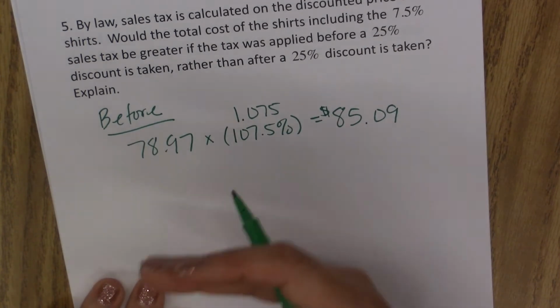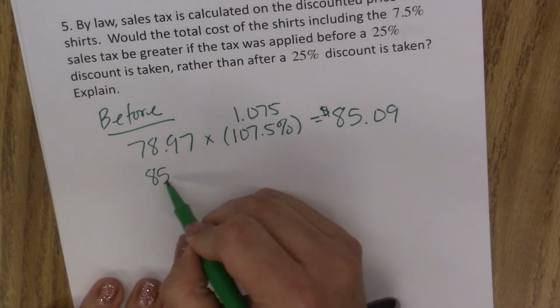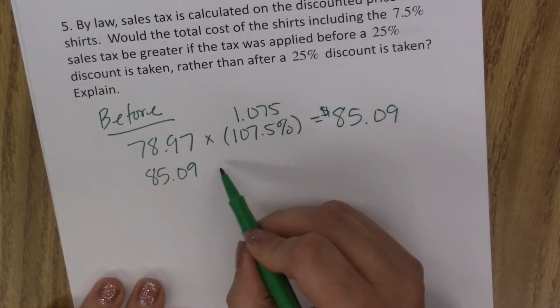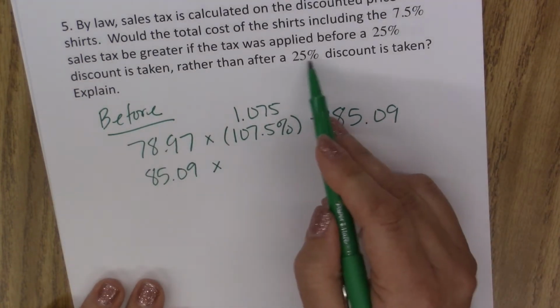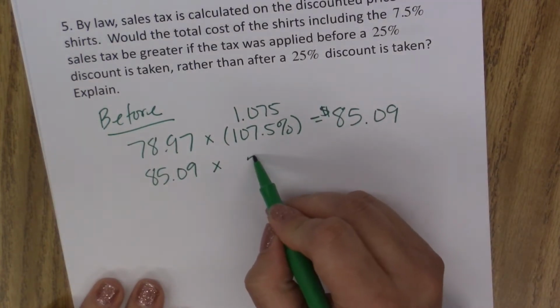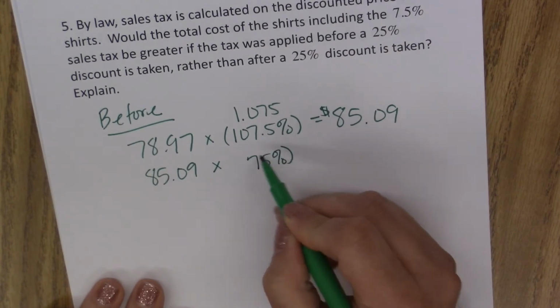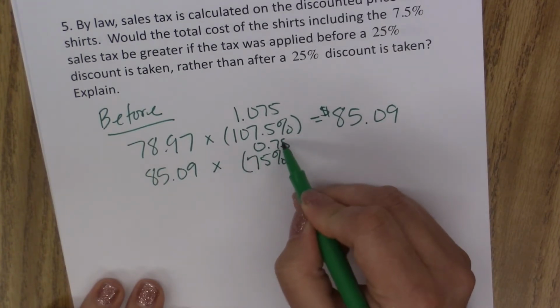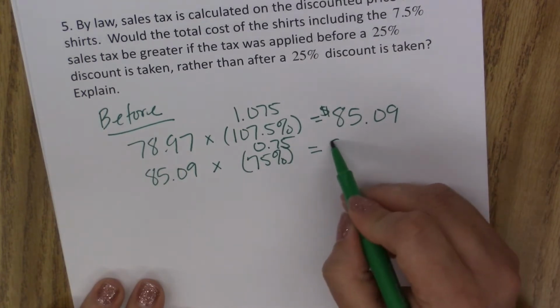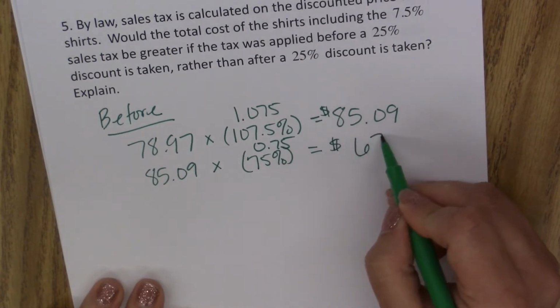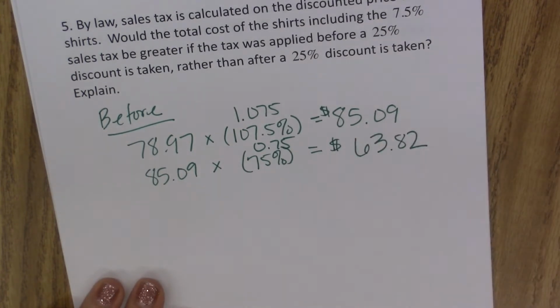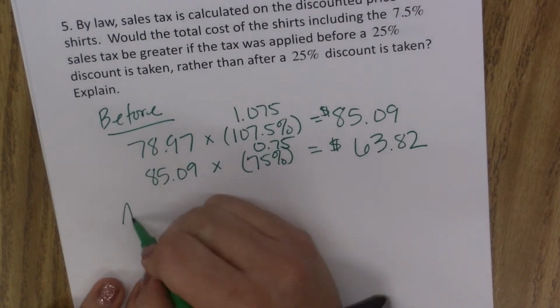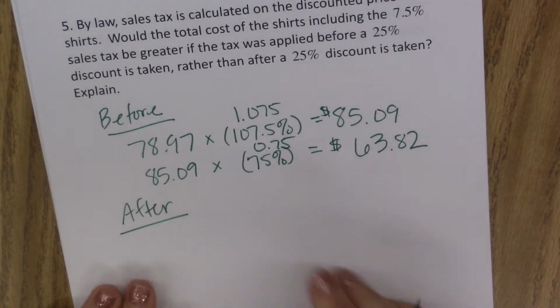But then we need to add on our discount. So if we go $85.09, that's our amount, times our discount, which was 25% off. And like we talked earlier, that would be 75%. If I write that as a decimal, 0.75. And when I multiply, I would get $63.82.